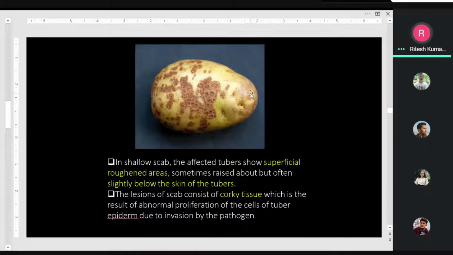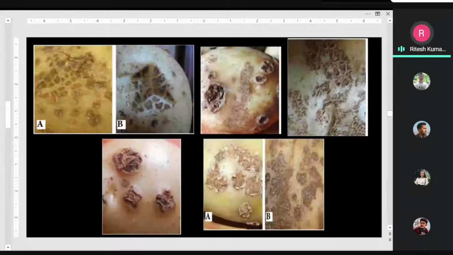We'll discuss that. So in this case, they are not depressed. They are sometimes raised, but slightly they may be depressed at the center. They also have corky tissues around that, which is actually the result of abnormal proliferation of the cells. Generally lenticels को abnormal proliferation ले गर्दाखेरि यस्तो खाले symptomहरू देखिन्छ. So this is shallow scab. So again, we have different kinds of symptoms. So this is superficial scab. So this is netted scab. These are known as netted scab. These are known as rosetting kinds of scab.